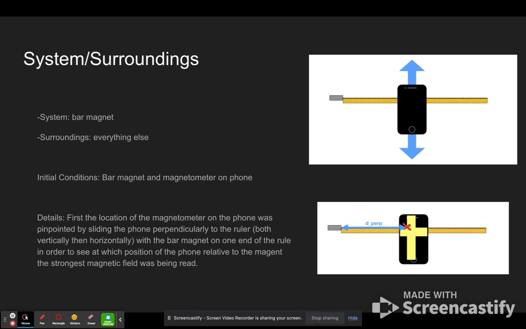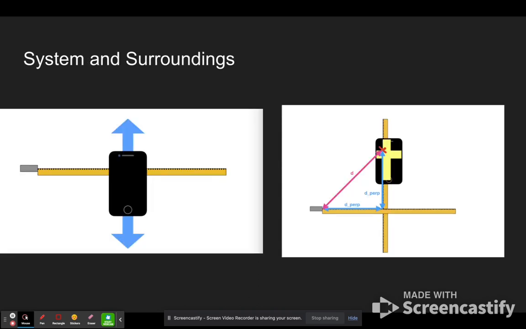The initial conditions are the bar magnet and the magnetometer on the phone, which measures the magnetic field at certain positions. In the experiment, first, the location of the magnetometer on the phone was pinpointed by sliding the phone perpendicular to the ruler, both vertically and horizontally, with the bar magnet on one end of the ruler, in order to see at which point the phone, relative to the magnet, read the strongest magnetic field. Here's the system. You can see the meter stick, the magnet on the left side, and the magnetometer, which is the phone, and you slide it up and down as shown on the right.